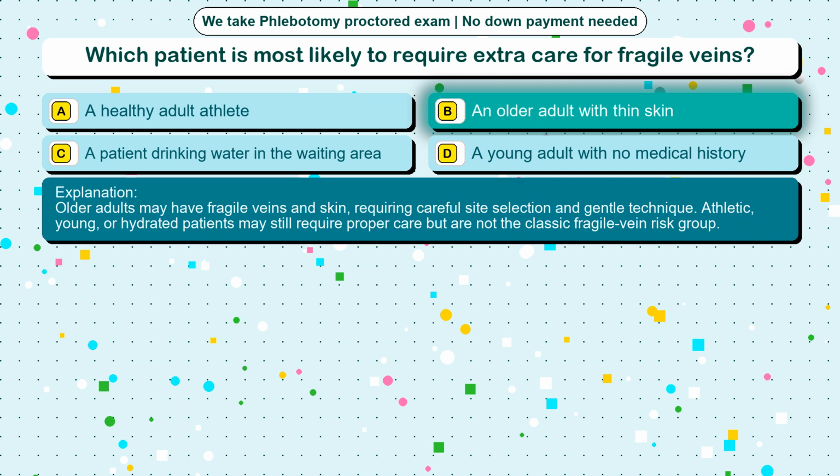Older adults may have fragile veins and skin, requiring careful site selection and gentle technique. Athletic, young, or hydrated patients may still require proper care but are not the classic fragile vein risk group.